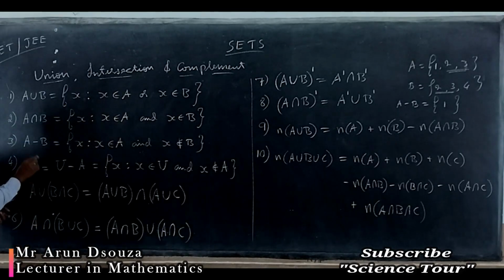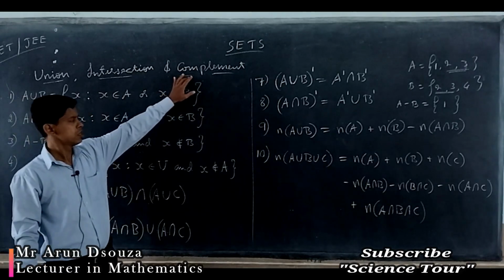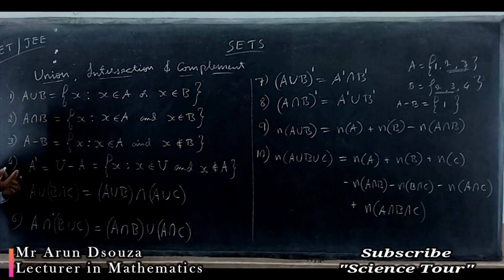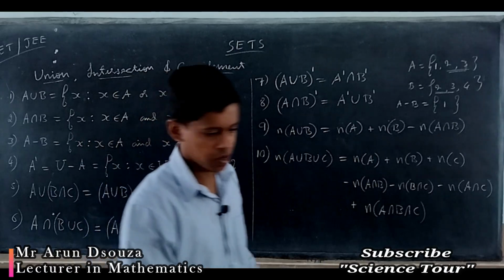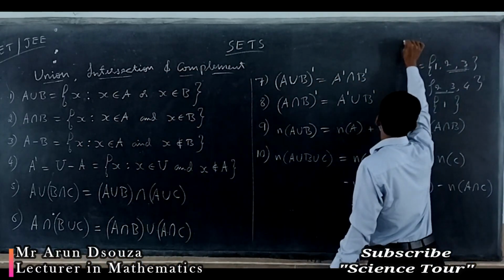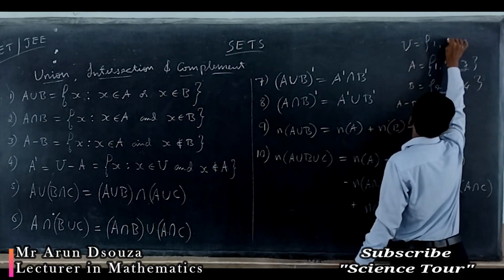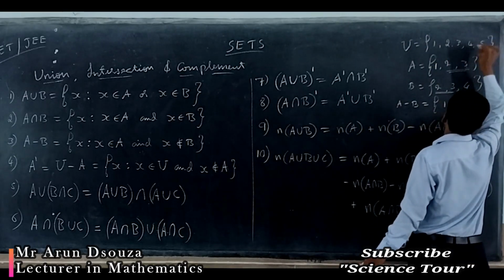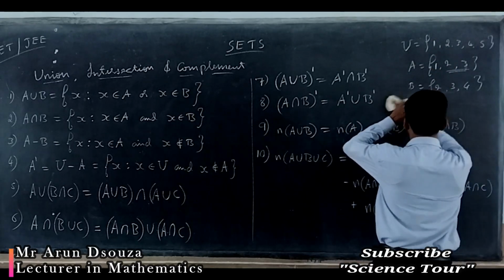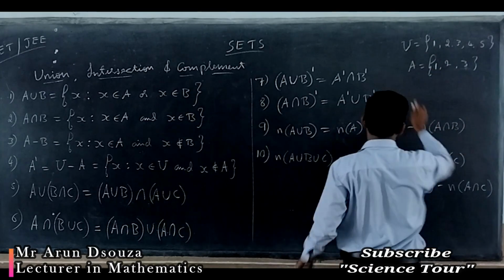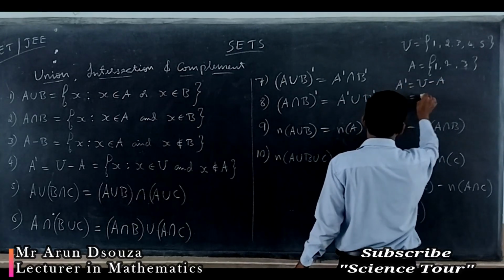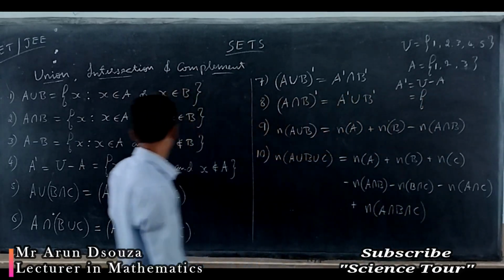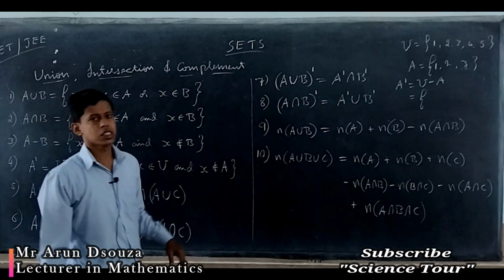Then now coming to the complement. Complement is the set which completes. So A dash completes A and makes it the universal set. Now I should take a universal set. So let me take the universal set as 1, 2, 3, 4 and 5, let us say. Now what is A dash? See, A dash is universal minus A, or you have to write all the elements of the universal set except the elements of A.